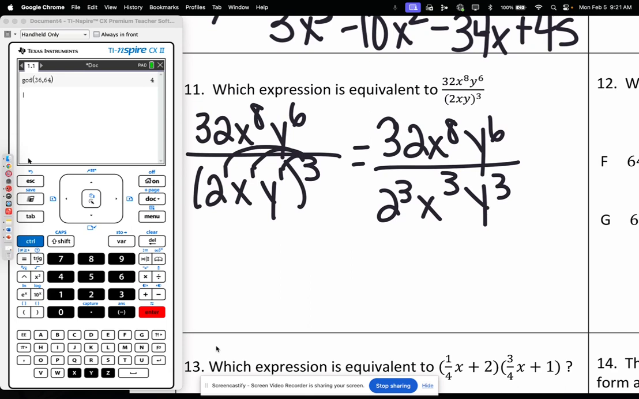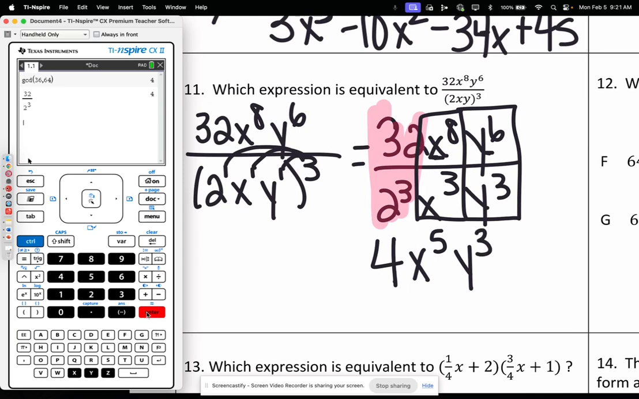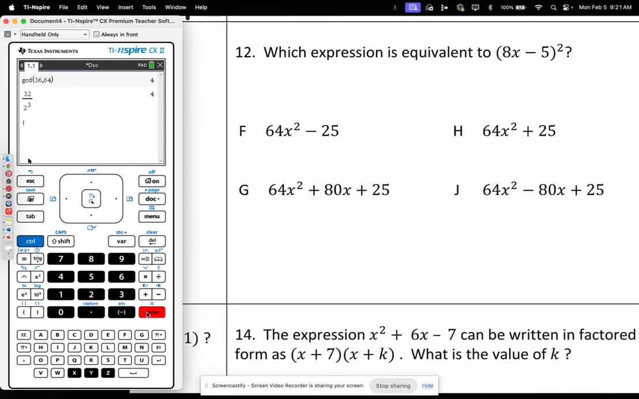Now we talked way back in the last unit, regular numbers, regular math. So if I put that into my calculator, 32 divided by, and I can do 2 to the third power, which is 8, we get 4. And then I have dividing. Dividing is like a big minus sign. So I'm going to say 8 minus 3 is 5, and 6 minus 3 is 3. Unfortunately, you cannot plug that in to double check it.